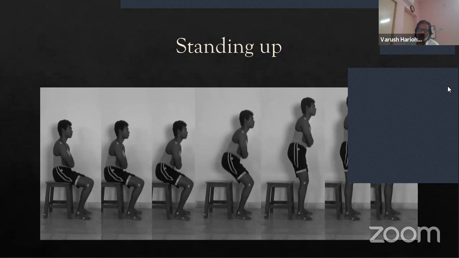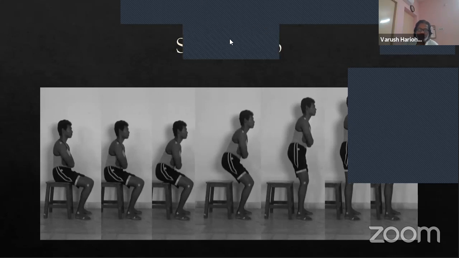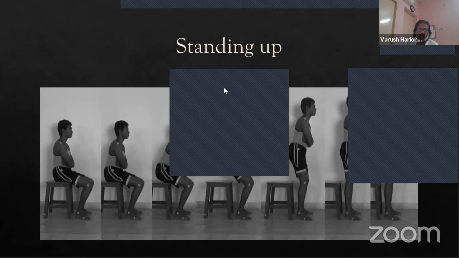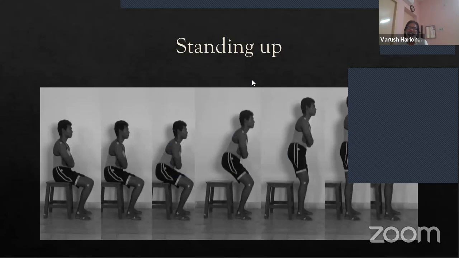You don't have to do trunk movements. That's the point of understanding, that's the point of the first slide. Movements are a derivative of the environment and the task you are doing. You can do sit to stand without much trunk movement.